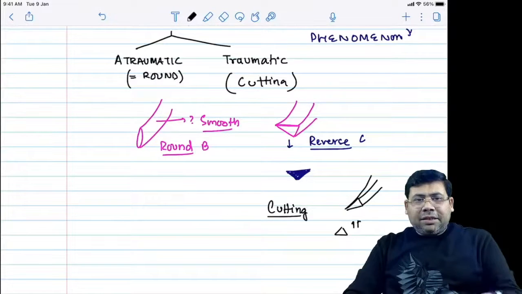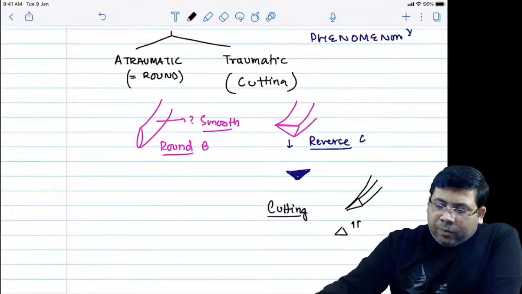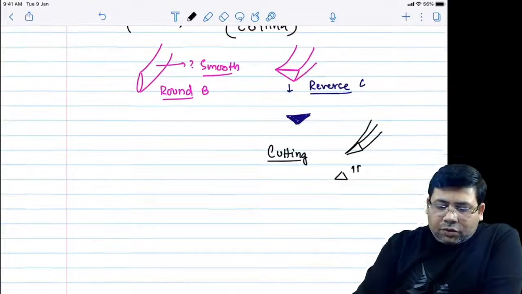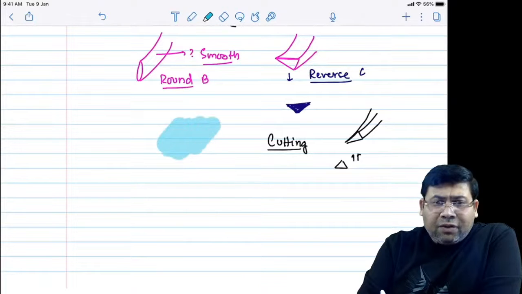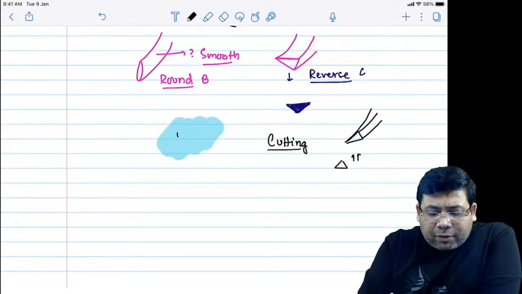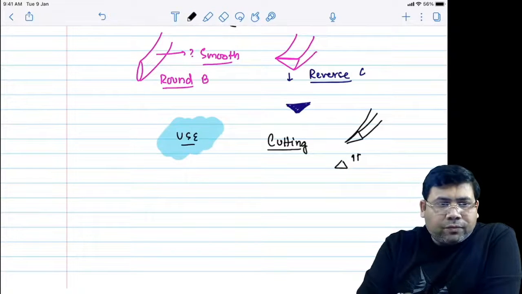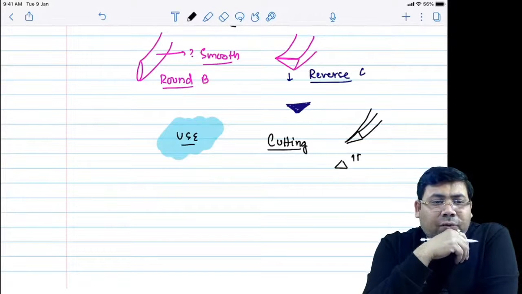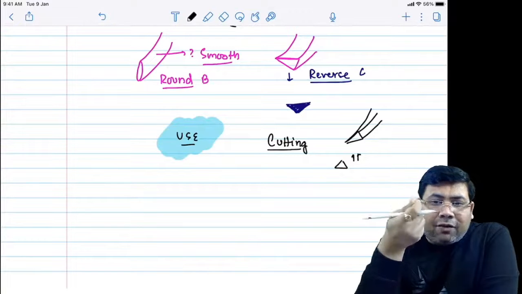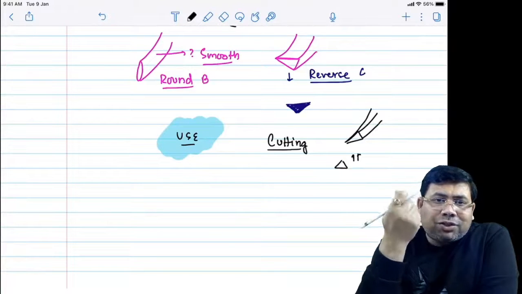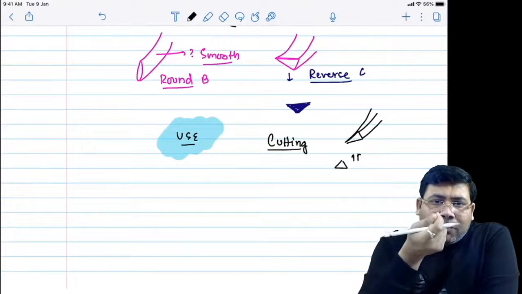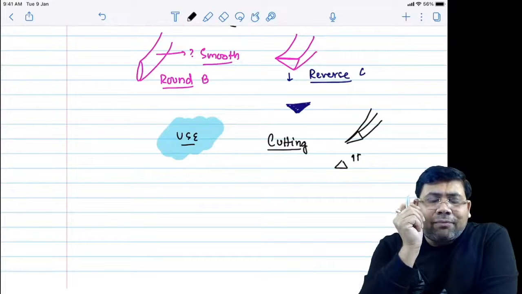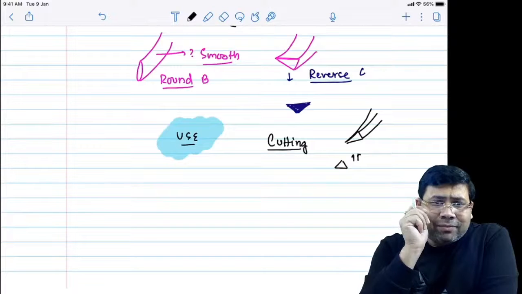You have seen the bodies of the needle. Now, what is so important about the body of the needle? Based upon the body, we have the use also. This depends upon what we are using. Cutting is used when you have to cut through tough tissues. When you use reverse cutting, it is basically useful in orthopedics.